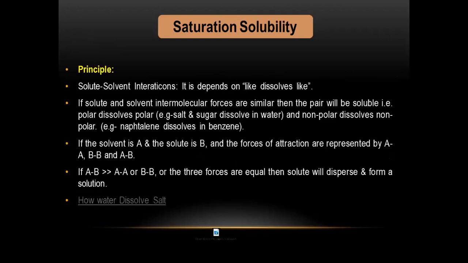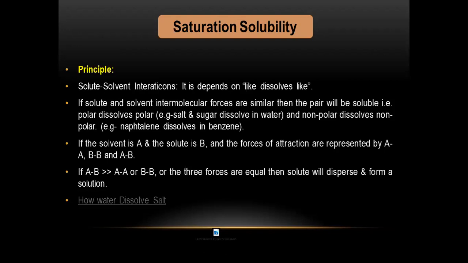Then, under saturation solubility, the concept of like dissolves like is there. So there is an interaction between the solute and solvent, and it depends upon the like dissolves like concept. If the solute and solvent intermolecular forces are similar, then the pair will be soluble, that is polar dissolves polar. Example, salt and sugar will dissolve in water, and non-polar dissolves in non-polar. Example, naphthalene dissolves in benzene.